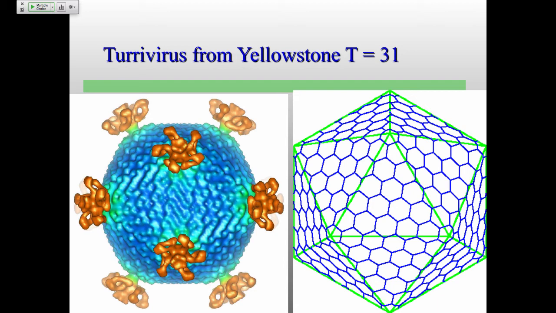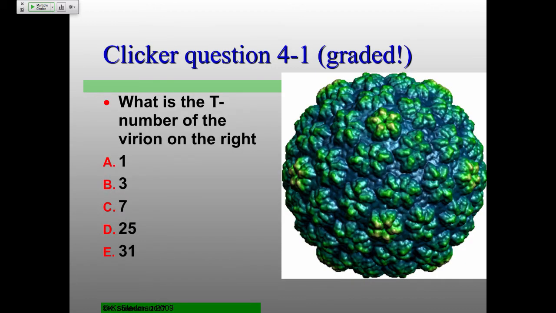Okay, so now we're all ready. If you didn't print out the notes, I strongly suggest that you find someone who did next to you or nearby, because I printed this out without the questions on the side here. So what is the T number of the virion on, well, in this case, on the right? On the left here is the other way. So this is 1, 3, 7, 25, or 31.